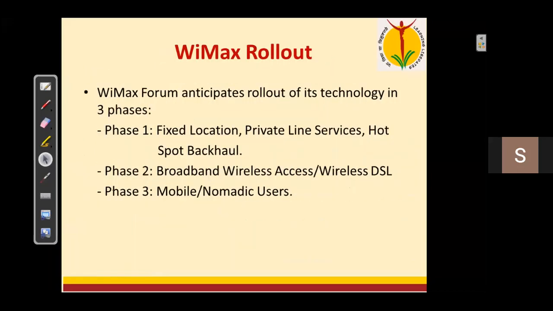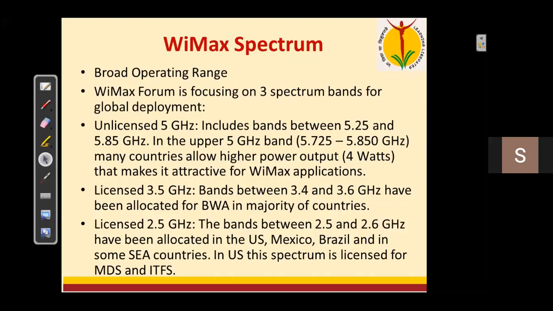These are the three phases where WiMAX is going to be rolled out. The first is fixed location and private line services on hotspot. The second phase is broadband, and the third phase is mobile or nomadic users. WiMAX operates in three different frequency bands, some licensed and some unlicensed, depending on the country. The 5 gigahertz band is unlicensed, and the power output is also very high, 4 watt, which is more attractive for WiMAX applications.